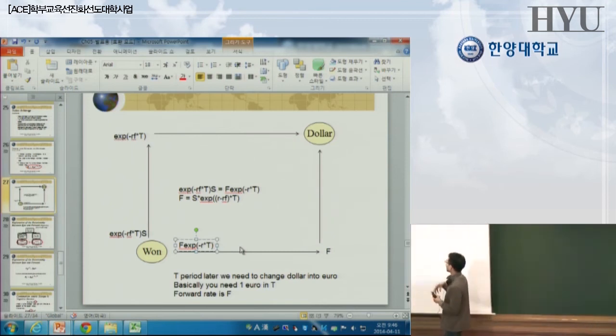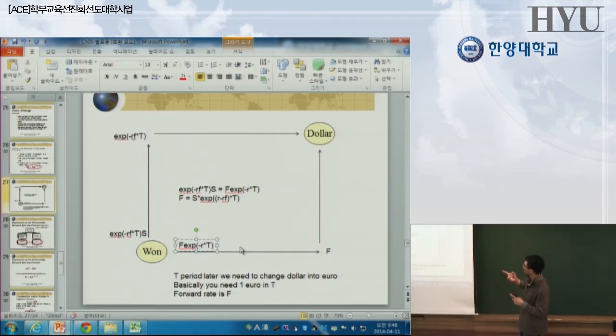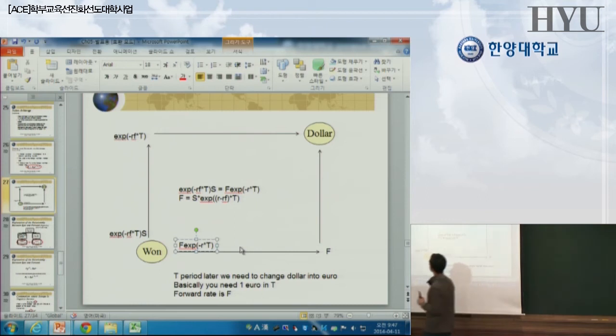If we change into the dollar euro, then it is the euro dollar exchange rate. Euro dollar exchange rate. So it is the dollar per euro. Okay. So it should be like the other way around. So target money is the denominator. Right? So any question?